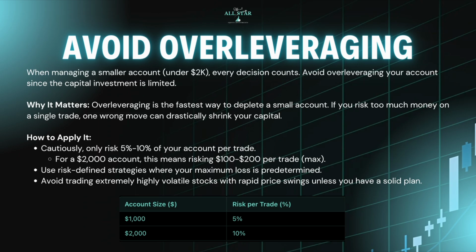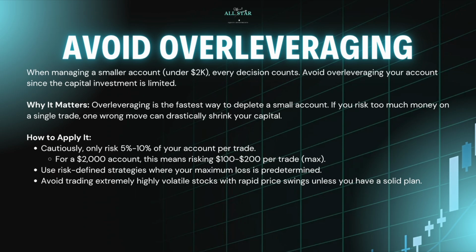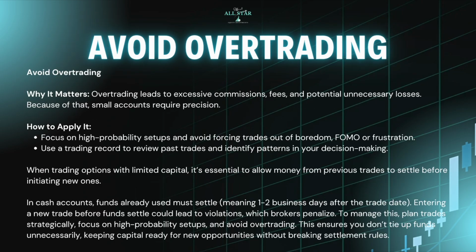Now with that in mind, this brings me to the next point, which is of course being mindful of overtrading. Overtrading can burn through a small account quickly, not just through unnecessary losses, but also from excessive commissions and fees. I always recommend that every trade should have a clear purpose. So taking too many trades out of boredom, frustration, or FOMO can lead to impulsive decisions and it weakens your overall strategy. Now with small accounts, this requires precision and most importantly, patience.